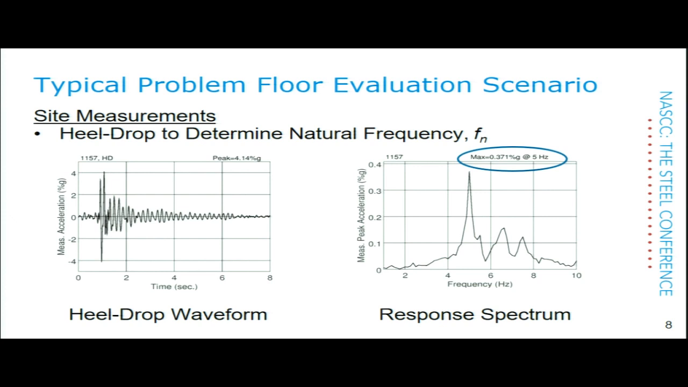On the left of this slide is a heel drop waveform from an actual heel drop on an actual building. That's processed using fast Fourier analysis to get a response spectrum, and from the response spectrum one can determine the dominant frequency, which in this case, you can see over on the left there, is 5 hertz, and maybe a secondary frequency that may be important later. So with that, we are ready to do some walking measurements.